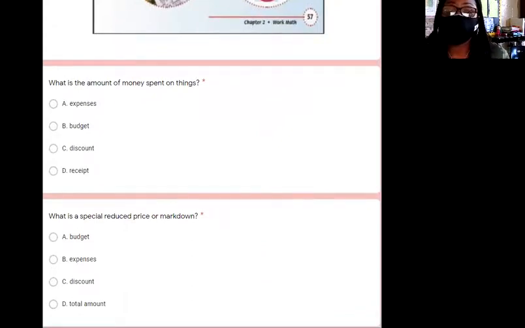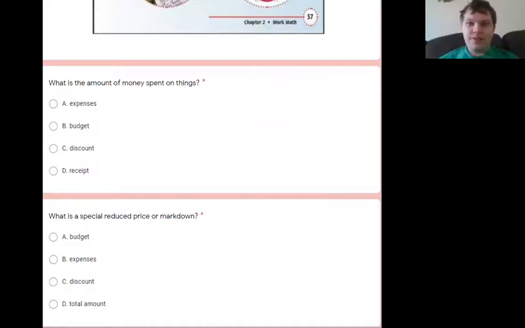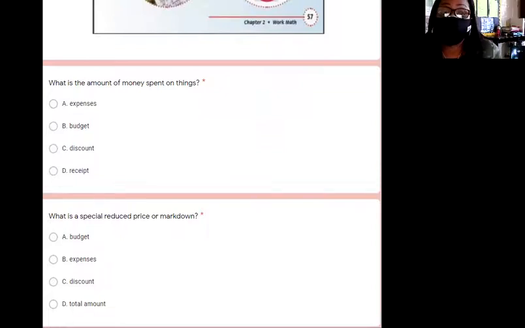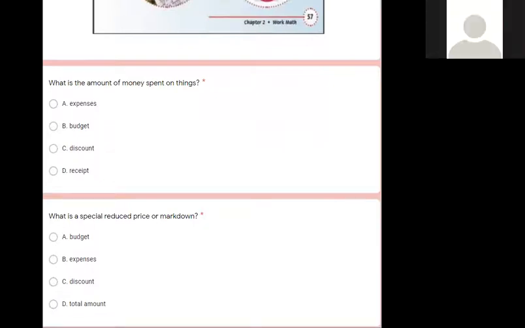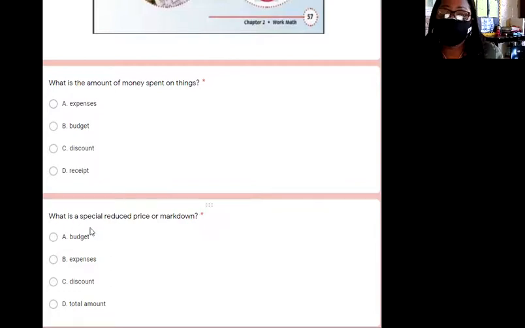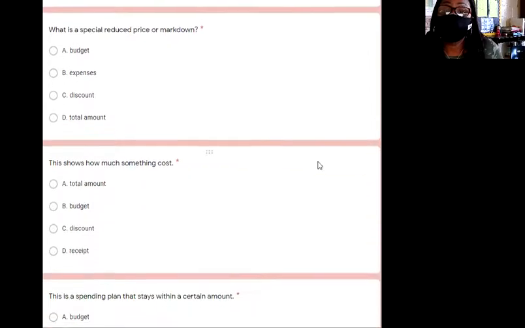All right, second question. What is a special reduced price or markdown? Would that be a budget, expenses, discount, or total amount? A special reduced price or markdown? Discount. Very good. Thank you so much. That would be a discount. Anytime something is marked down or that price is lowered, we are receiving a discount. Very good.